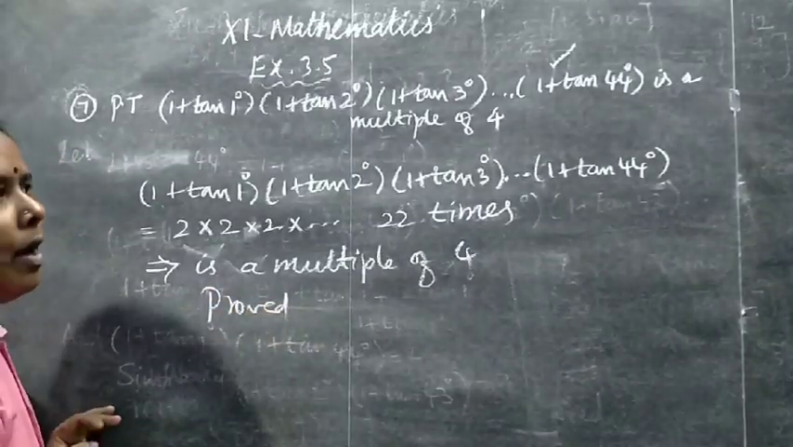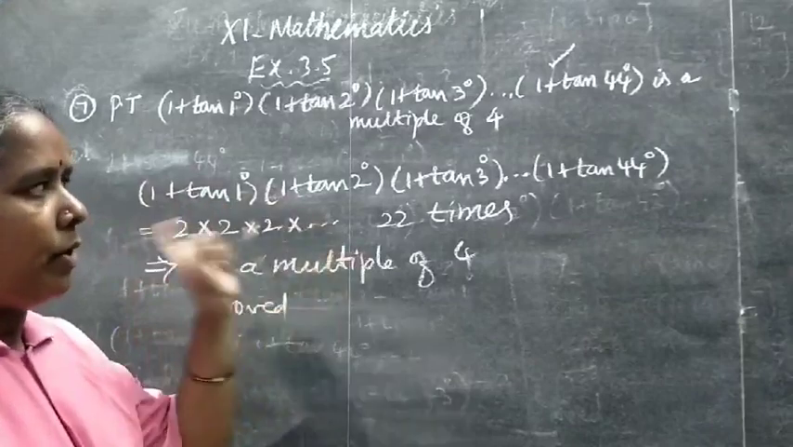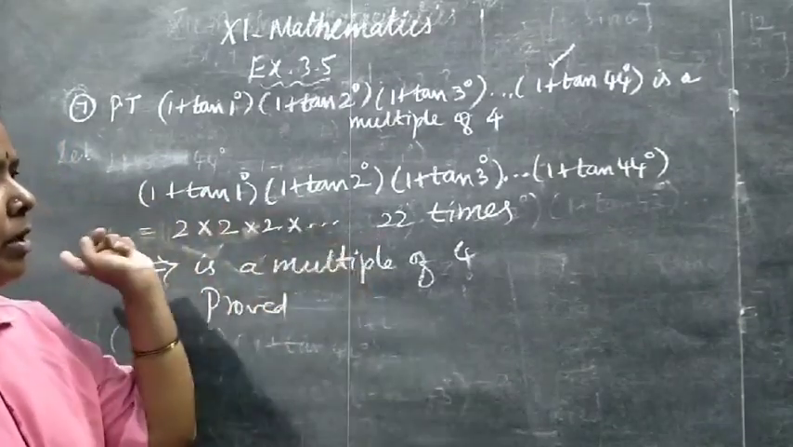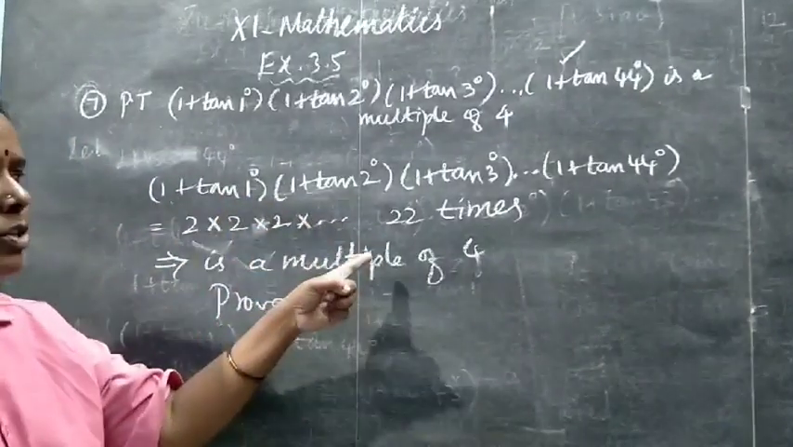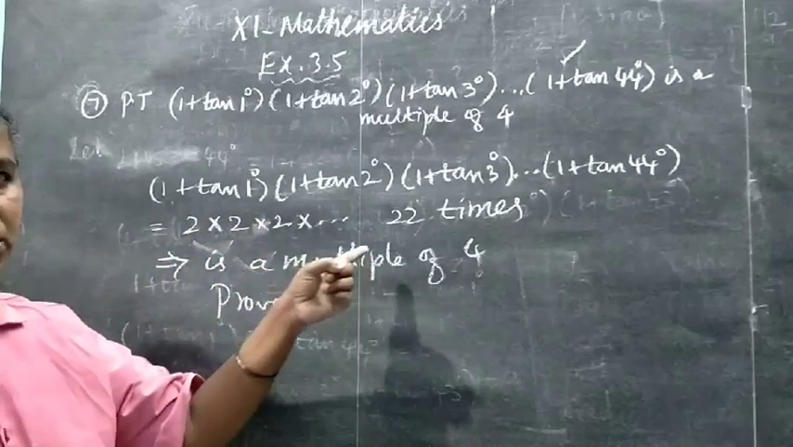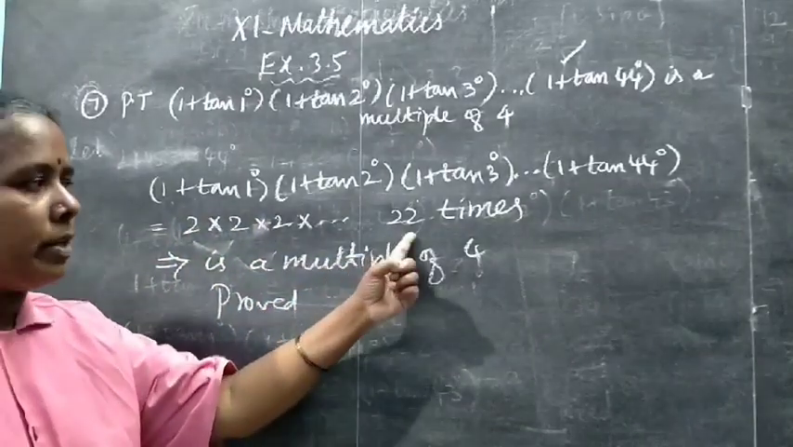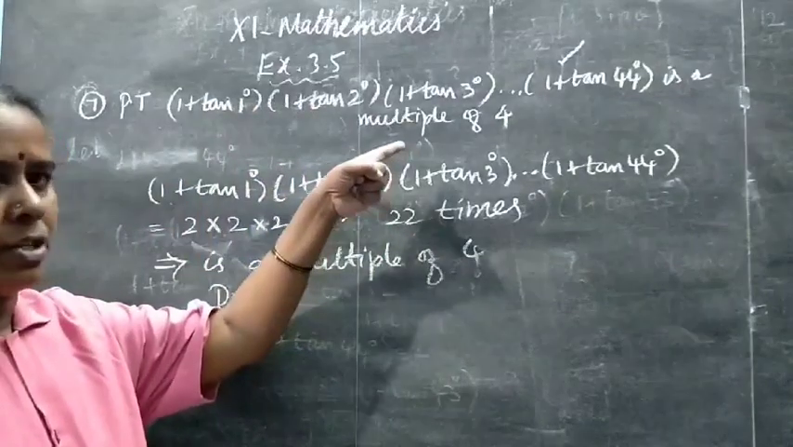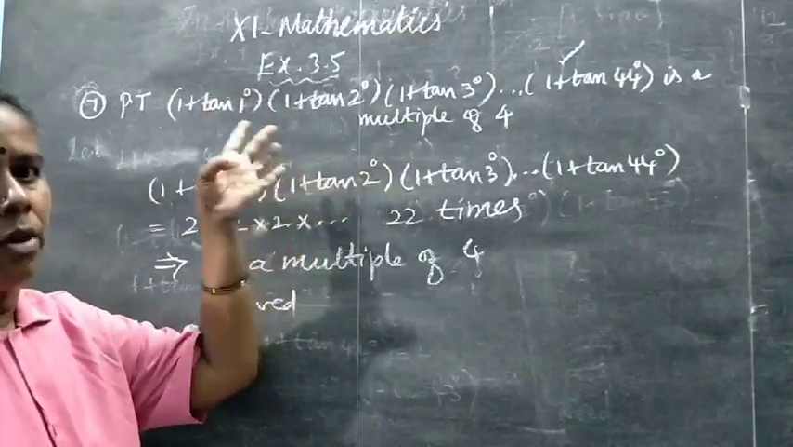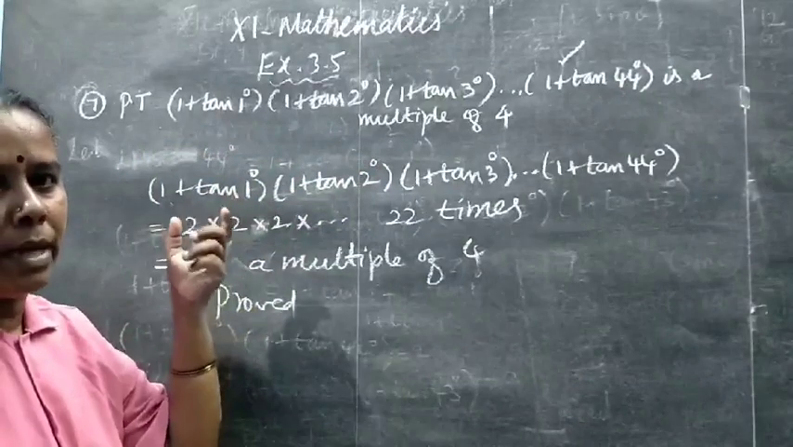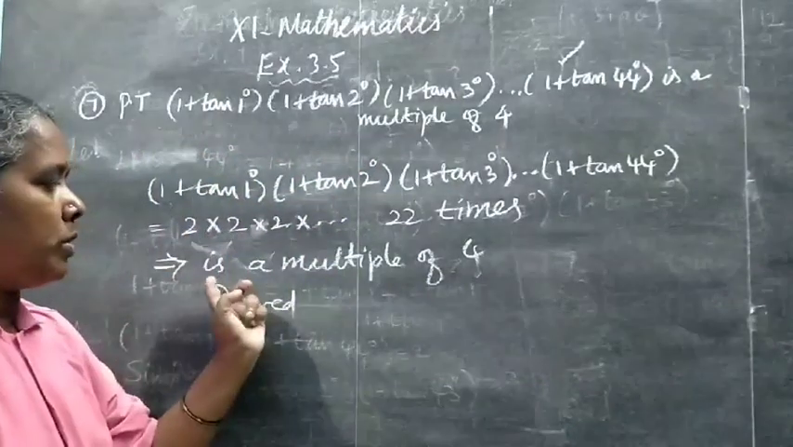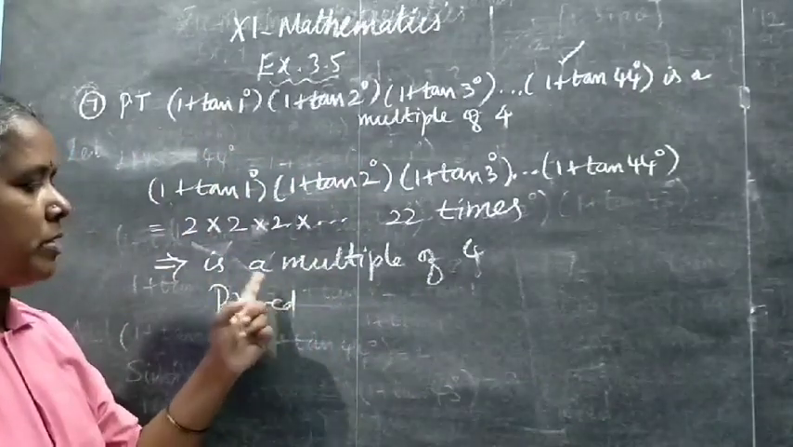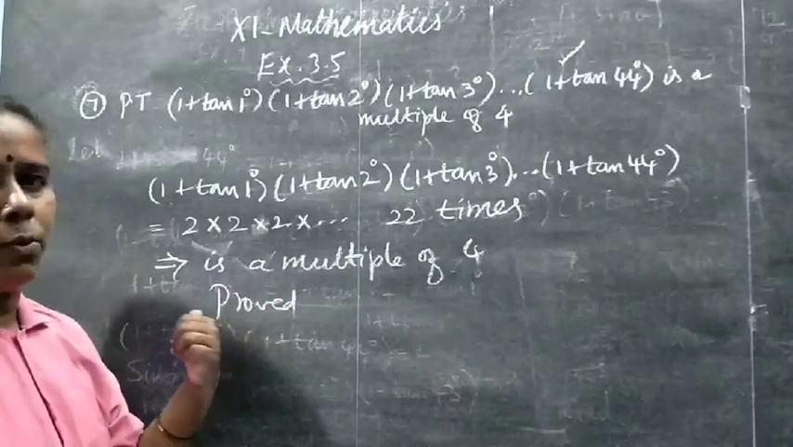Clear everybody? After finding the pairs, you give the left hand side, I mean the given question. Once again you should write the question and write the respective answers that you received. And here what you are writing is 22 times because you have 44 factors here. 44 has become 22 because of pairing. Okay, and so this is a multiple of 4. You must give this line children for proof. Hence proved. Clear everybody?